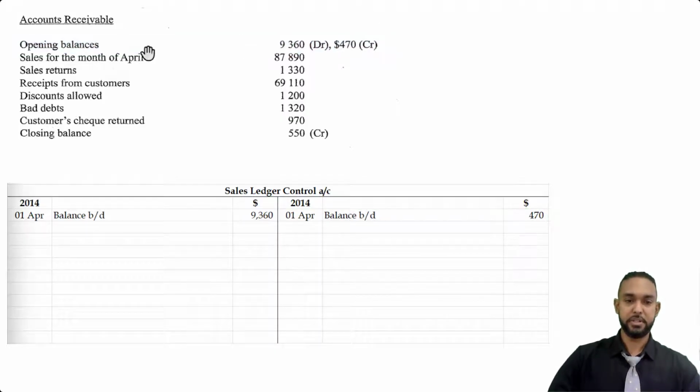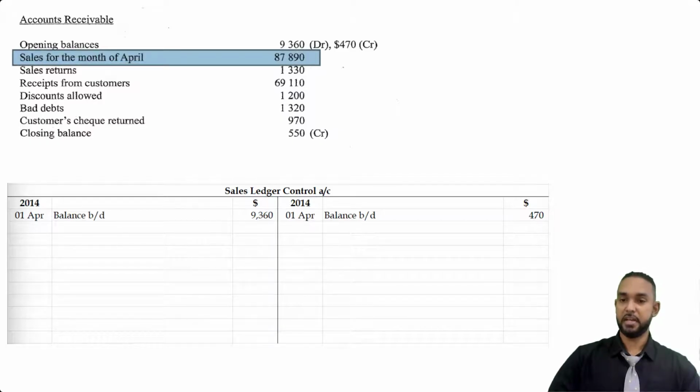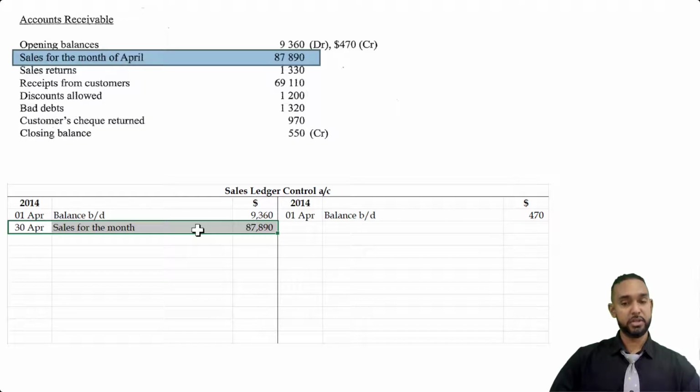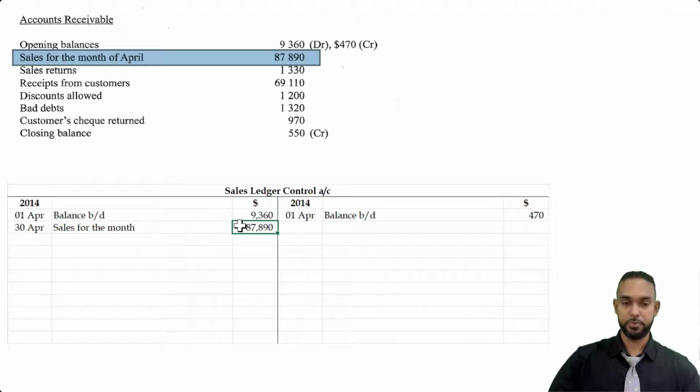Okay, let's start populating with the rest of the information. So sales for the month of April. Again, they did say at the start of the question that all sales and purchases are made on credit. So credit sales will go on the debit side. Why? Because when you make credit sales to your customers, they end up owing you money, or in most cases, more money, which means your asset of debtors is increasing. And to record an increase in an asset, you have to debit the asset account.